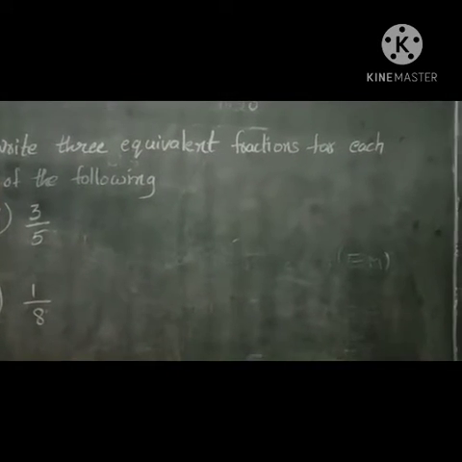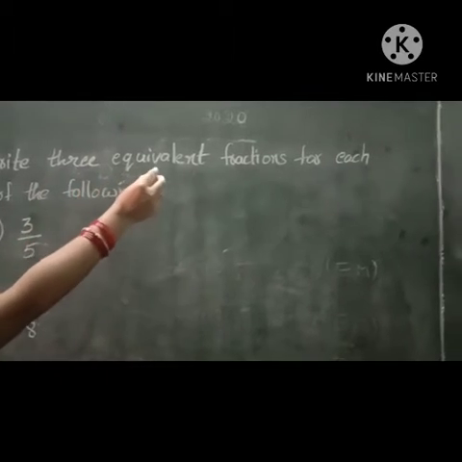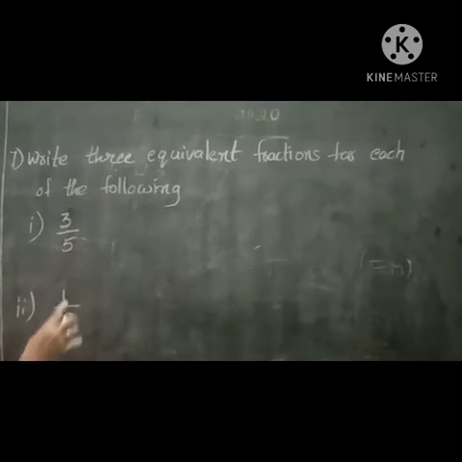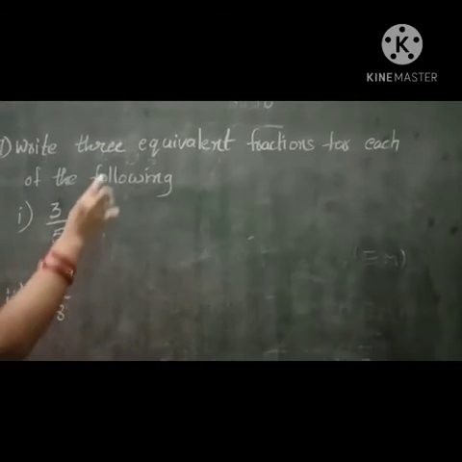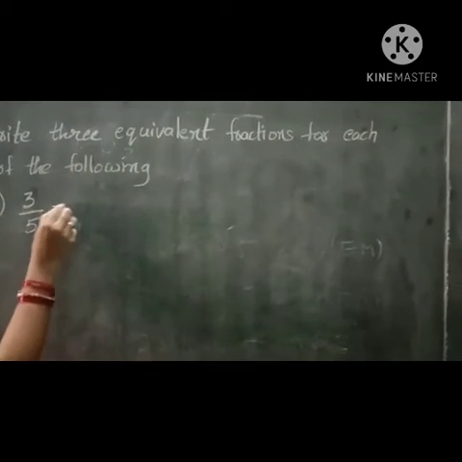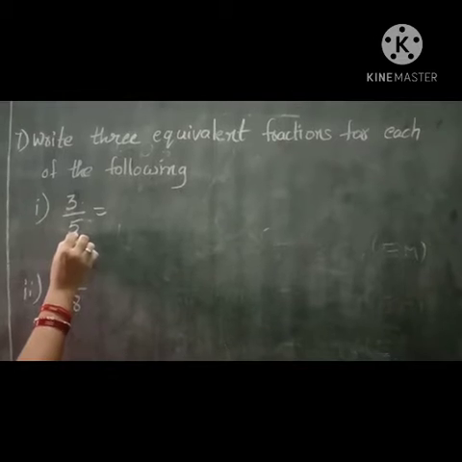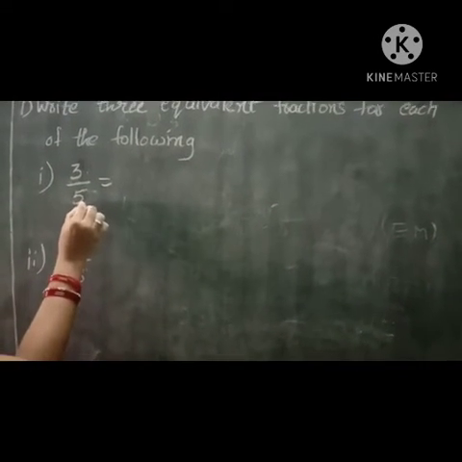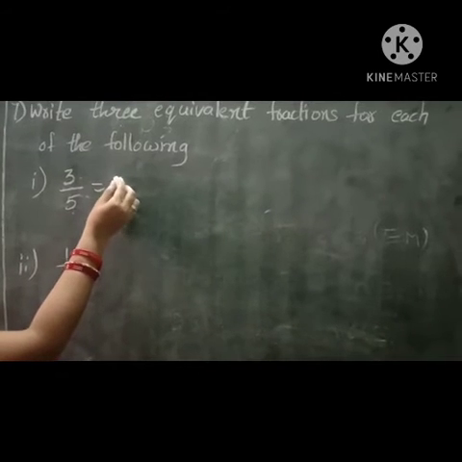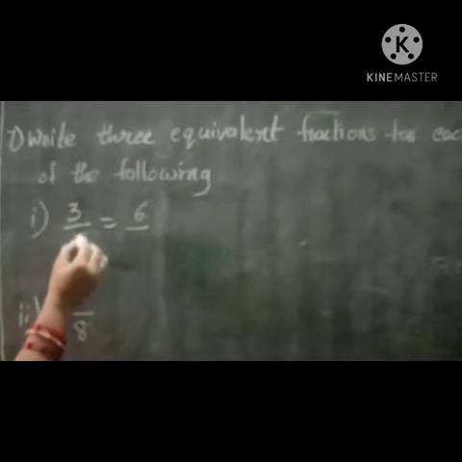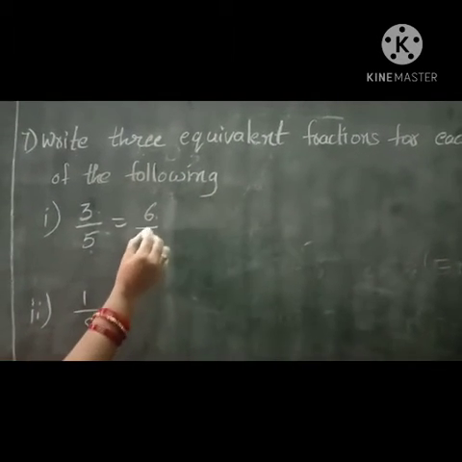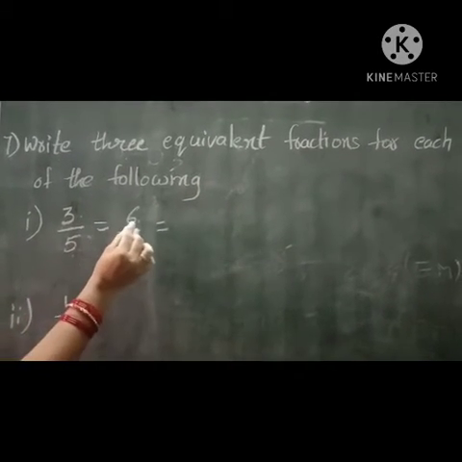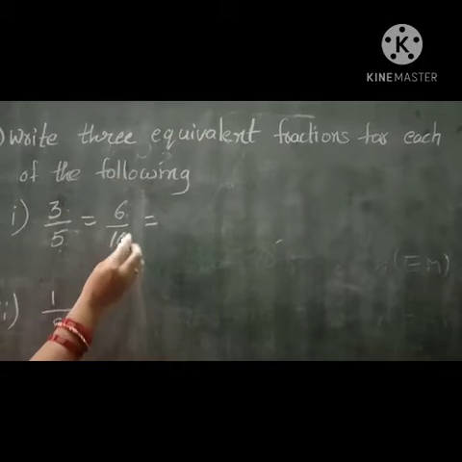Next, seventh one. Write three equivalent fractions for each of the following. Here are the fractions. We have to write the equivalent fractions. 3 by 5. Okay, now see children. By using 3 by 5, we have to write the equivalent fraction. See here. 3 by 5 equals 6 by 10. 6 by 10 equals, next see children, 3 2s are 6, 5 2s are 10.